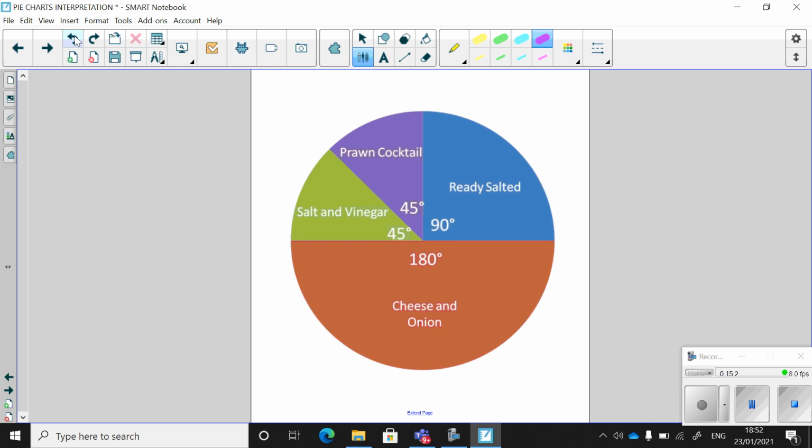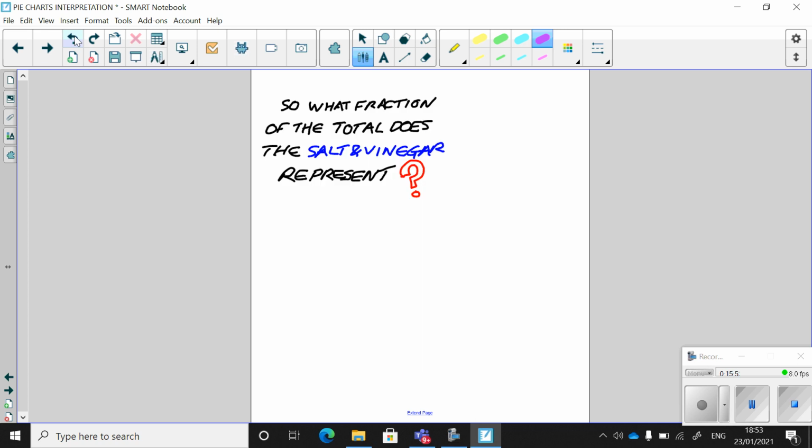Right, I was just pulling it up there. So salt and vinegar, 125. Right, so salt and vinegar. The thing that's important here is the angle. Yeah, 45 degrees. So that will represent the fraction of the full circle. Hopefully that's okay. Some of you are very good at working these things out in your head. I'm impressed by that, by the way. Right. So this is what we're seeing here. So what fraction of the total does this salt and vinegar represent?